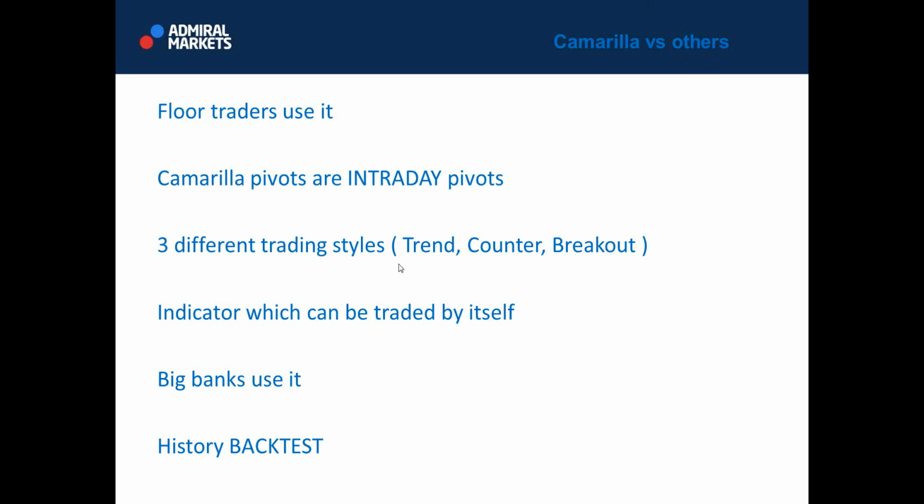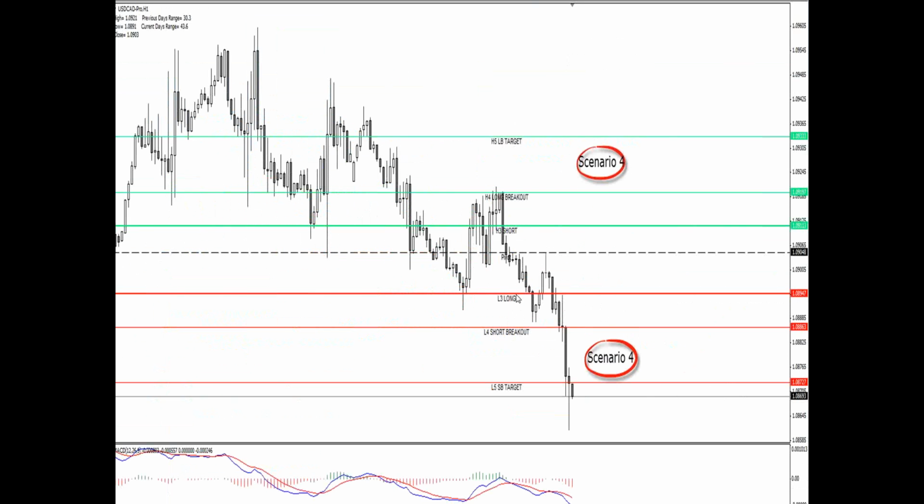3 different trading styles. You can trade trend, you can trade counter trend, you can trade breakout. You can trade counter trend at these lines, H3, H4. Once the price goes to H5, if your system allows it, you can take short trade. L3, L4 are trend trades for long trades. L5 is a target if L4 breaks to the downside.